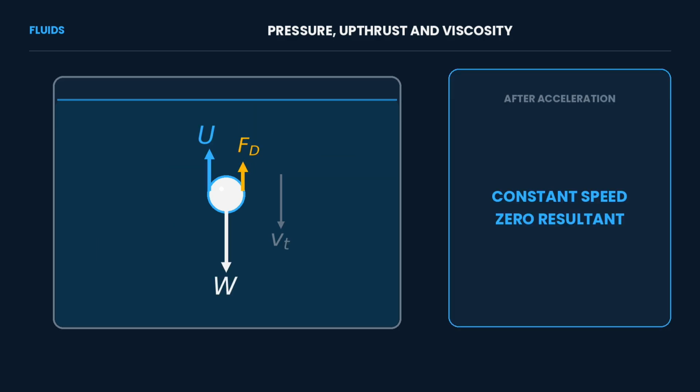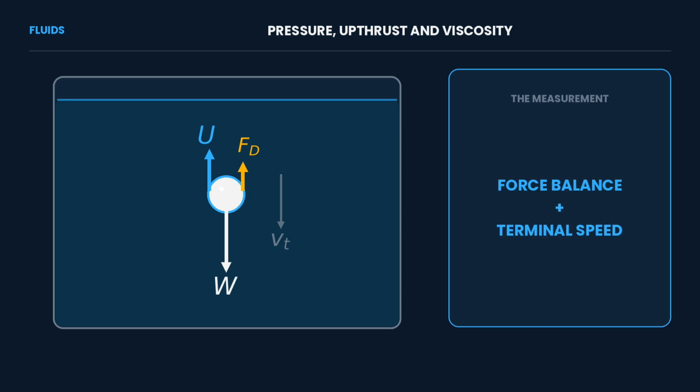The earlier drag lesson showed how terminal speed is approached. Here we begin after the acceleration has ended. The sphere is still moving, but its resultant force is zero, so weight equals upthrust plus drag. We use this balance to measure viscosity.